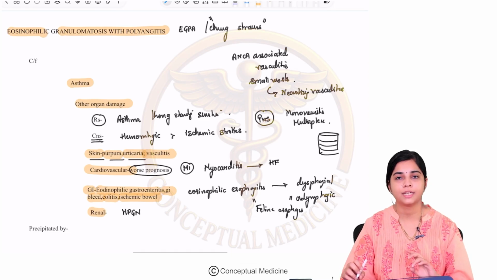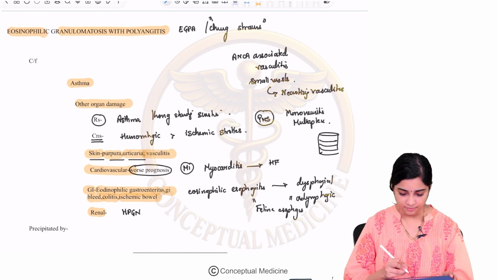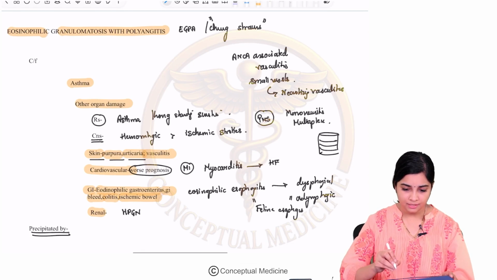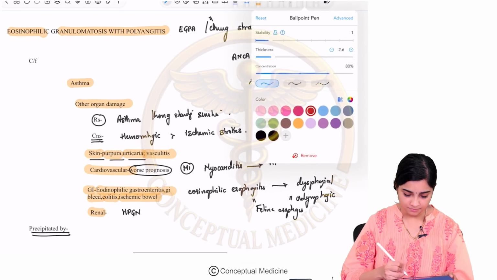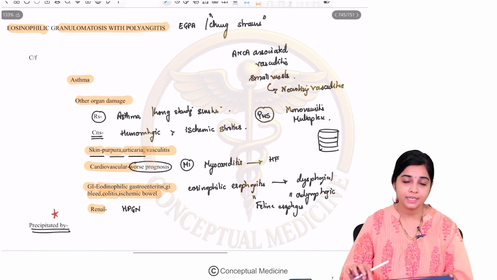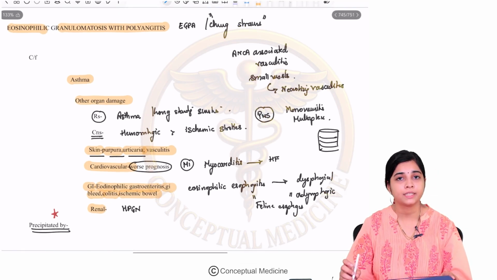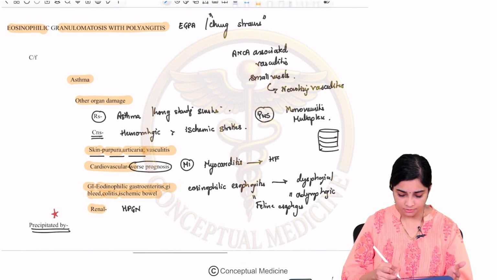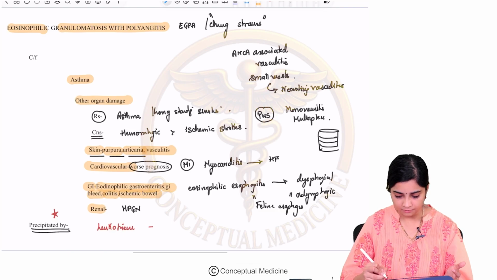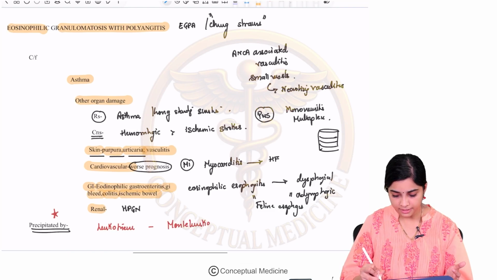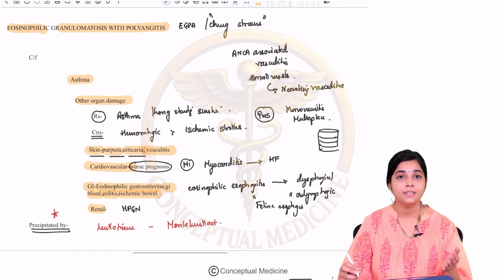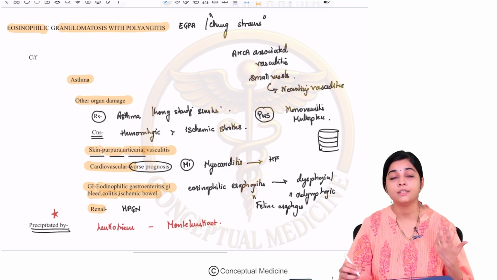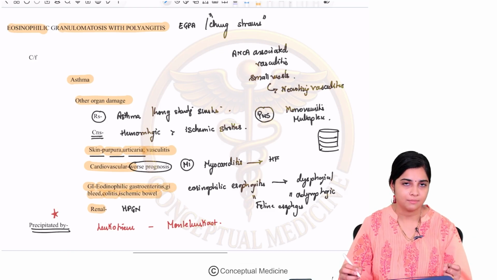Of course, in the lung you will have infiltrates with eosinophilia. So, a very important catch point that you have to remember here is that EGPA can be paradoxically precipitated by the drugs which are used in the treatment of bronchial asthma. So, whenever you use leukotriene modifiers like montelukast, in fact, you can worsen this EGPA and you can diagnose EGPA at that time as well.